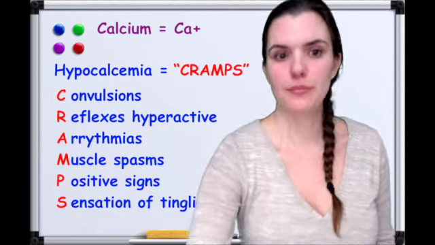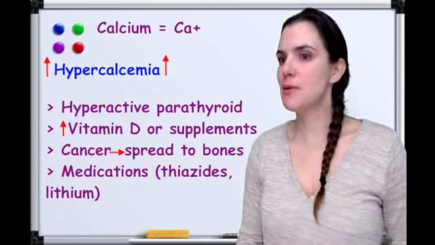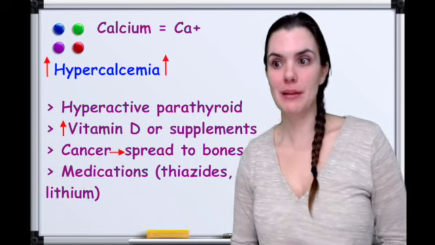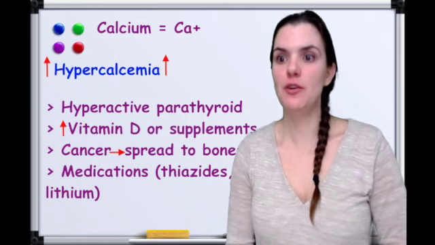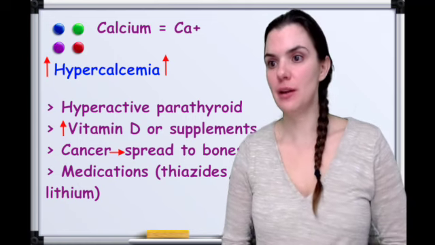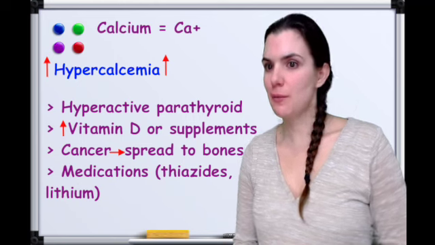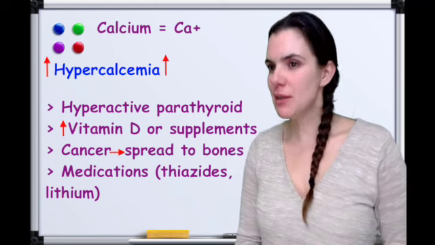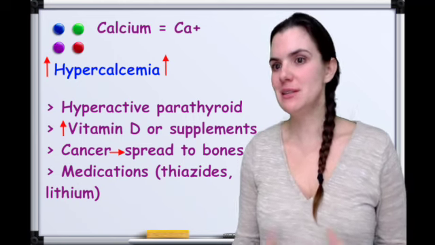Now, what can cause hypercalcemia, an increased blood level of calcium? Well, if you have an overactive parathyroid, where you're having too much parathyroid hormone in the body, because the parathyroid hormone is going to cause the release of calcium.